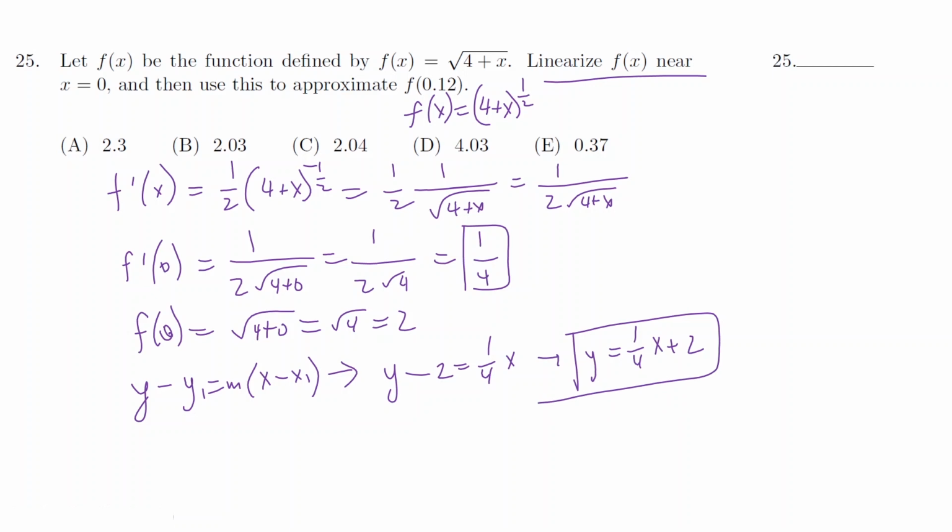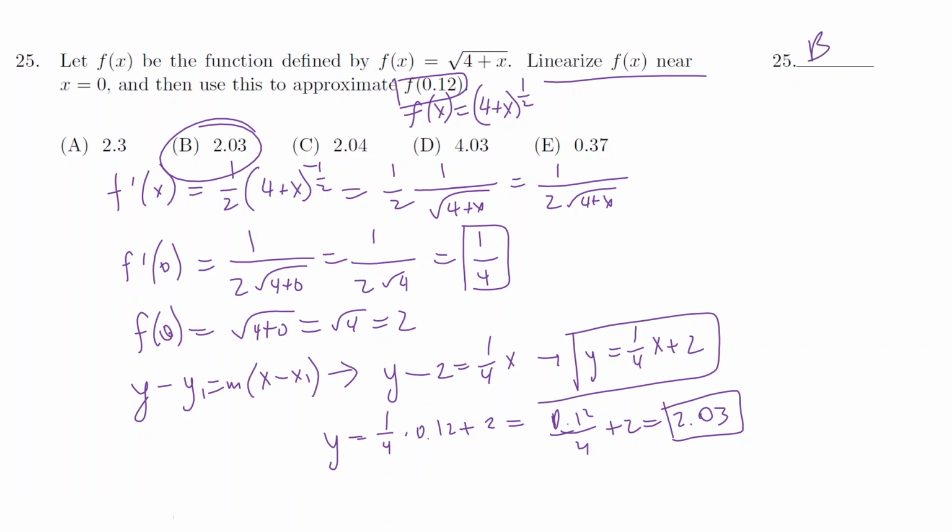Boom. That's our formula. But that's not what they're asking us. They're asking us to approximate f of 0.12, so you just have to plug it in. So y equals 1/4 times 0.12 plus 2. Here we have to use math. So that's equal to 0.12 over 4 plus 2, which is the same thing as 2.03, which is B, 25.